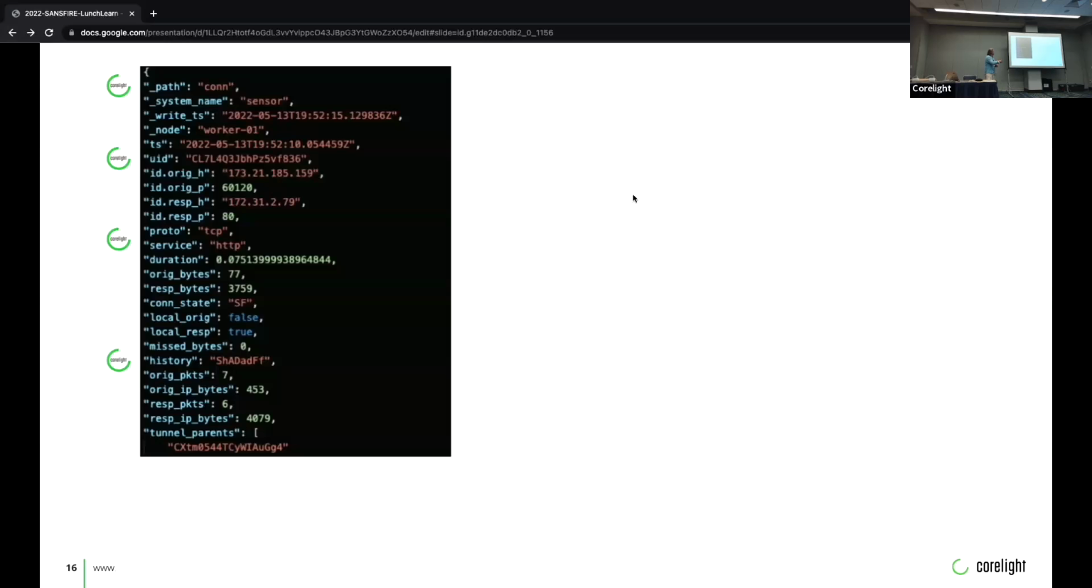Service and protocol, that's easy. I personally like this one, the history. Does anybody know what SHADIF could mean? When we go through it, capitalization tells you orientation, who starts this, so the originator. What this is showing you is a summarization of the TCP control flags. So I've got my SYN, my SYN-ACK, my ACK.